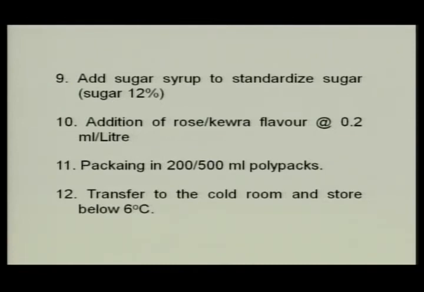Then this mix is packed in 200 or 500 ml polypacks normally. In PET bottles also it is packed and sealed with aluminum foils. Once the packing is complete, we transfer it to the cold room and store it below 6 degrees centigrade before it is dispatched to the market.